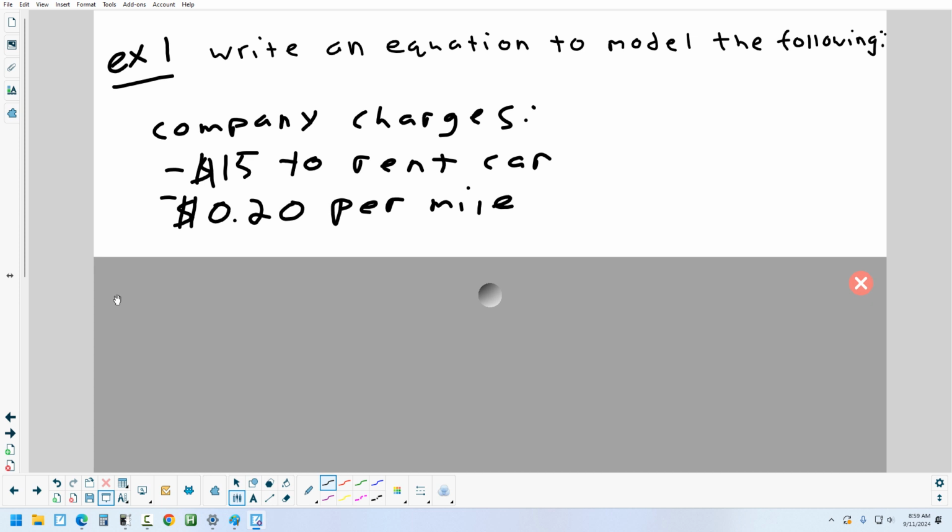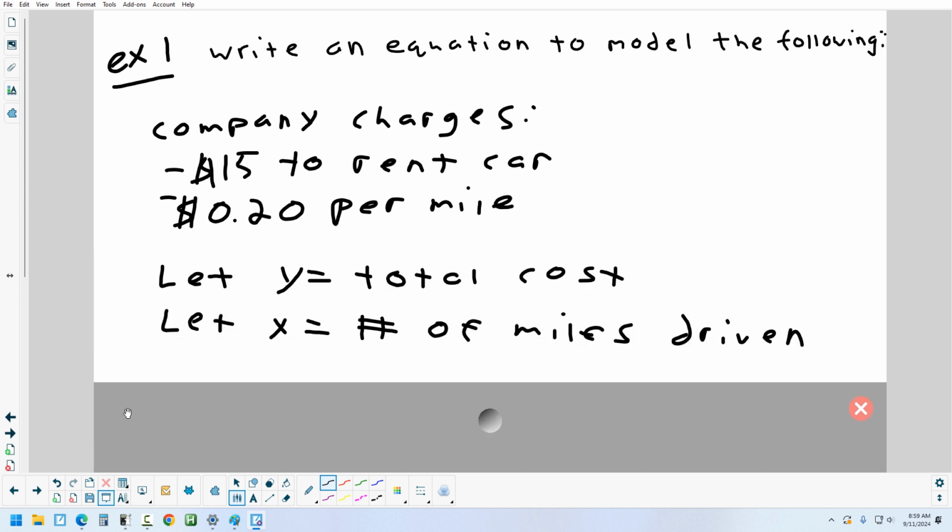All right, so the first thing is this problem is going to have 2 different variables in it. Does anybody have a guess what one of the variables is going to be? Yep? The number of miles. Right. The number of miles is going to be called our independent variable because the number of miles is going to control the other variable. What's the other variable in this problem? Yep. The total cost.